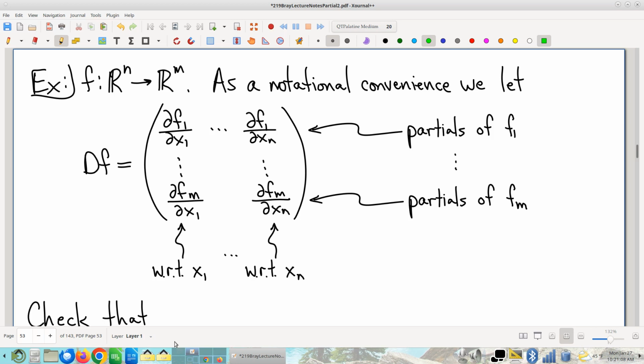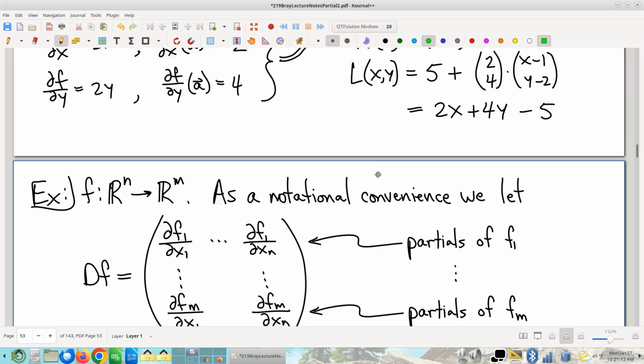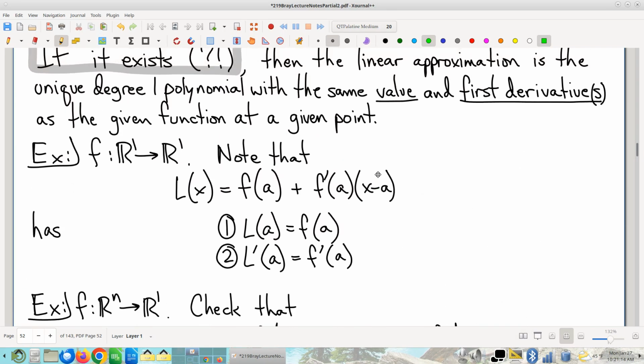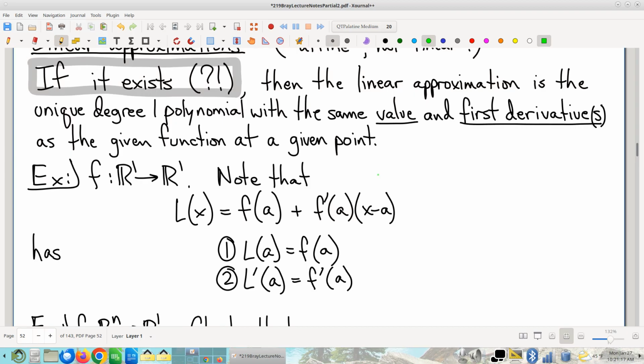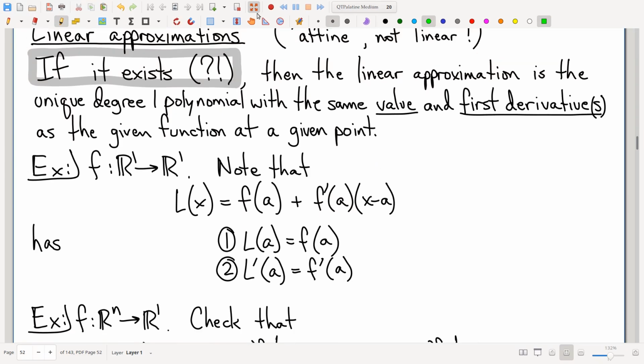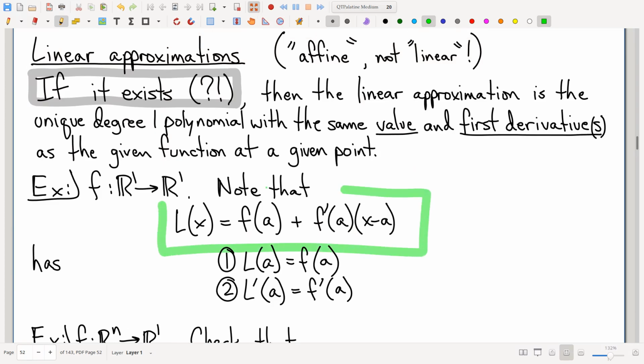Okay. So picking up where we left off, we were talking about linear approximations. In fact, let me rewind just a little bit and hit some highlights. This is the big idea of a single variable linear approximation. This function is the only degree 1 polynomial that agrees with f in both value and derivative at the point A where we're basing the linear approximation.